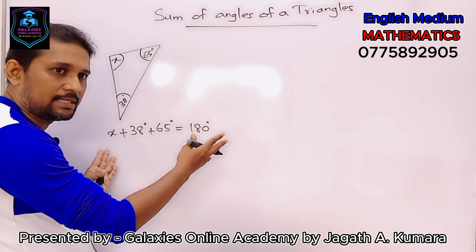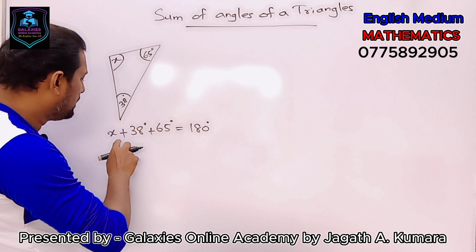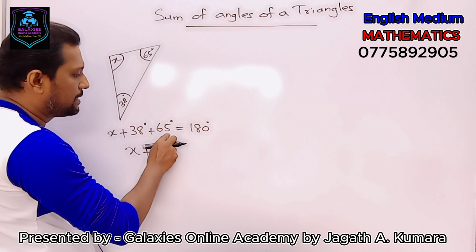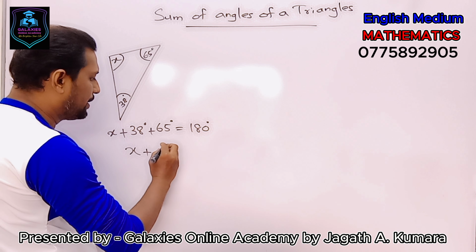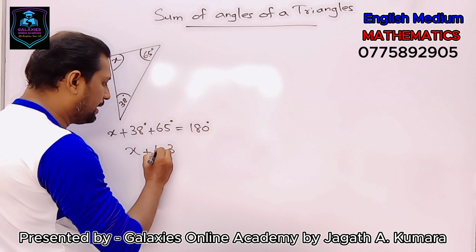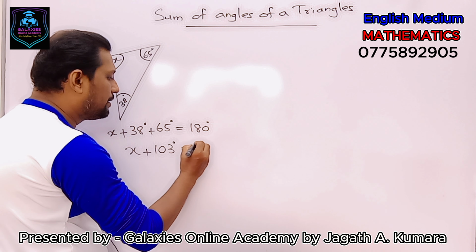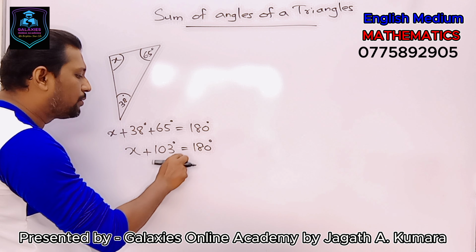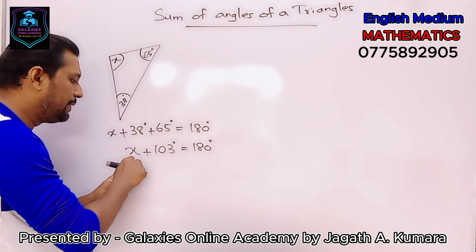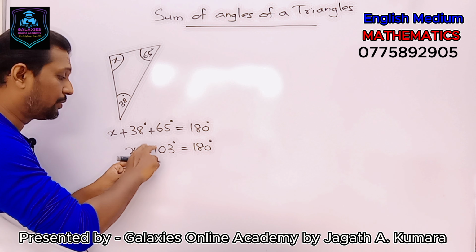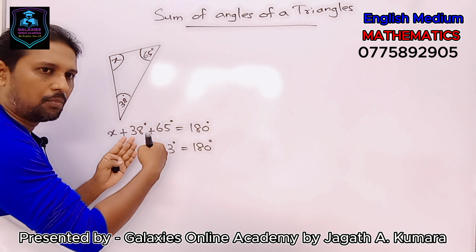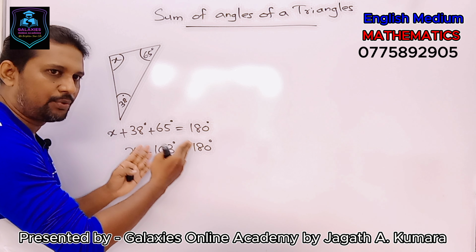Then we can solve this equation. How can you solve? You can add these two values, 38 plus 65. What is the answer? 8 plus 5, 13, remaining 1. 1 plus 3, 4. 4 plus 6, 10. So x plus 103 equals 180. Then we have to remove this 103 from this side. This 103 is connected with x using addition. So to remove 103, what do you have to do? You have to put minus 103 on both sides.